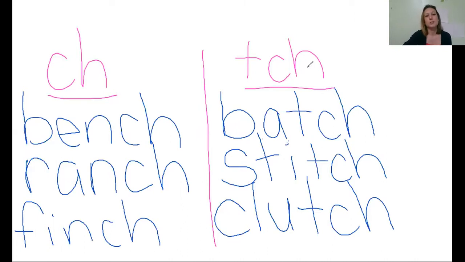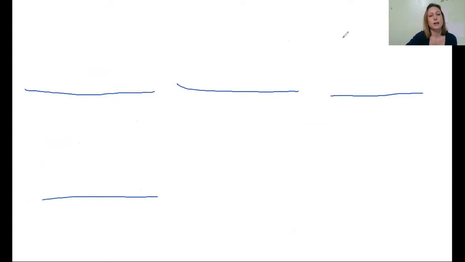Let's read these words. In our CH column, we have bench, ranch, finch. In TCH, we have batch, stitch, clutch. Get ready for a sentence. My first sentence has 5 words. So if you need to, draw your lines so you remember that there are 5 words.